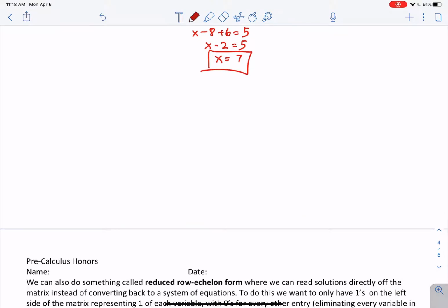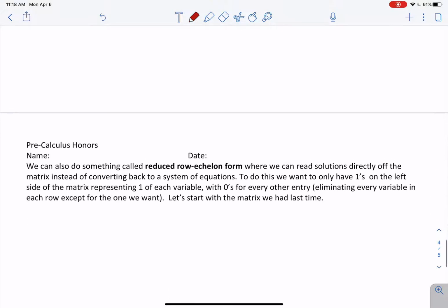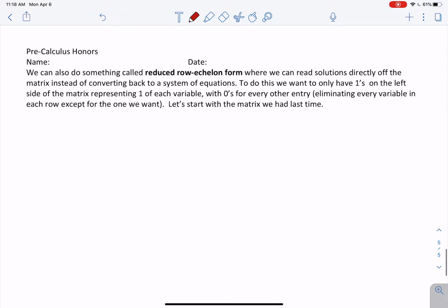And obviously I'm just doing one example for now, just for you to know what it is. I'm never going to test you on this. This is just extra information for you. We can also do something called reduced row echelon form.